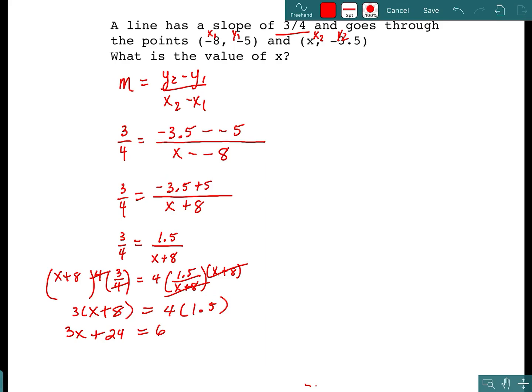Now we want to get that x by itself, so subtract 24 from each side. 6 minus 24 would give us -18. And then to get the x completely by itself, divide each side by 3, and you'll get x equals -6. And that is the answer.